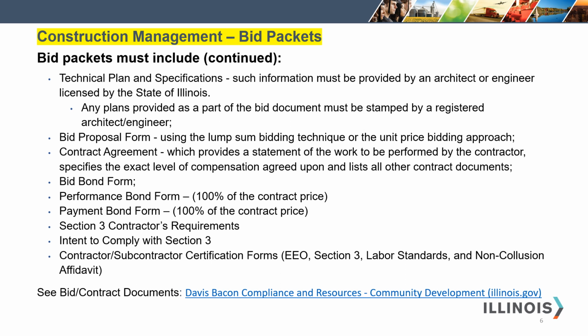Section 3 contractor's requirements, the intent to comply with Section 3, and the contractor subcontractor certification forms, including the EEO, Section 3, labor standards, and non-collusion affidavit. Please see the bid and contract documents on the DCEO website. That address is listed on your screen.